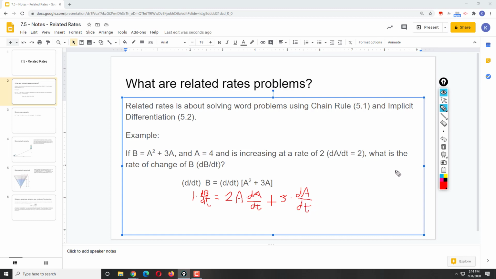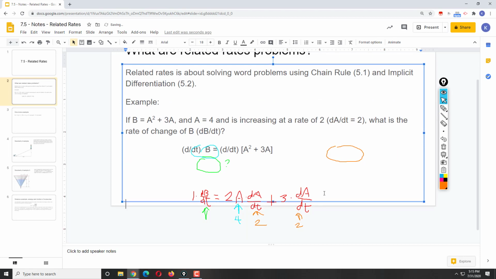Okay, what do we know? Well, first of all, we're looking for dB over dt. That's the unknown. That's right here. What do we know? We know that a is 4. So that's 4. We know that dA over dt is 2. Okay, so we're just plugging in at this point.